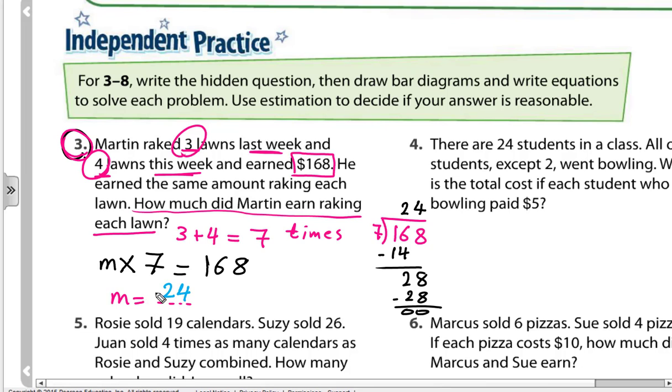24. So he gets $24. So the answer to the question is $24 each time.